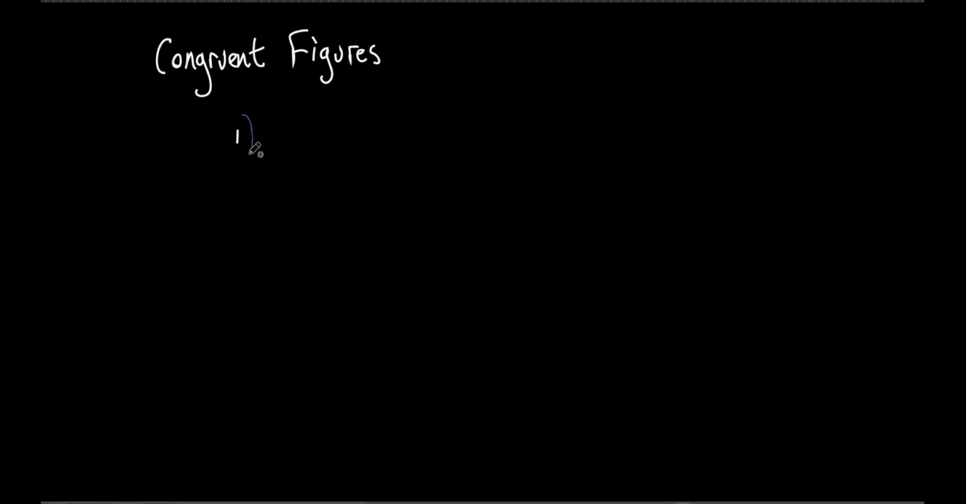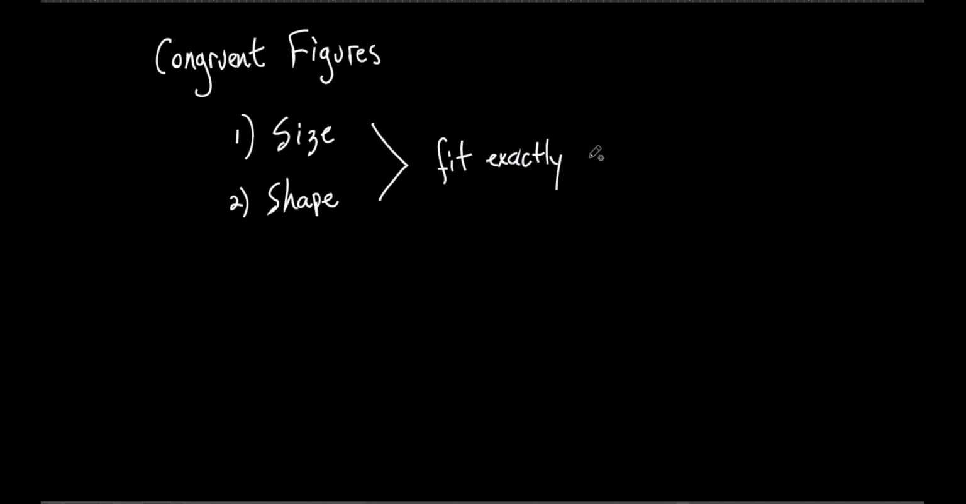Two things have to be true. If the two figures are congruent to each other, or 3 or 4, it doesn't matter, two things must be the same. They must have the same size, and they must have the same shape. That's really important. So that means if they have the same size and the same shape, they must fit exactly on top of each other. I wrote that in my notes, so let's write that. So fit exactly on top of each other.